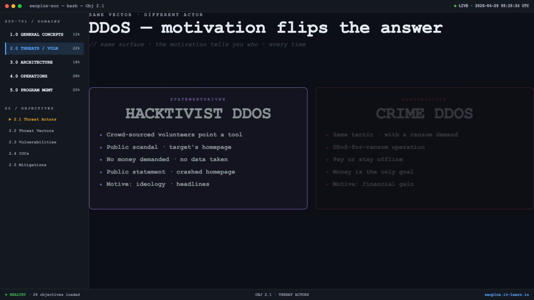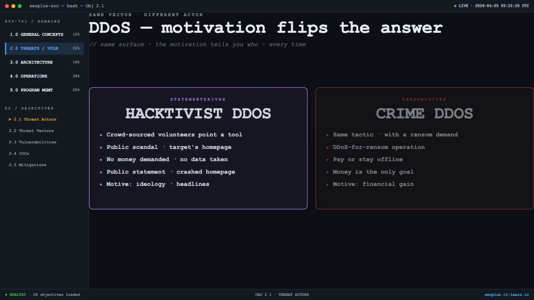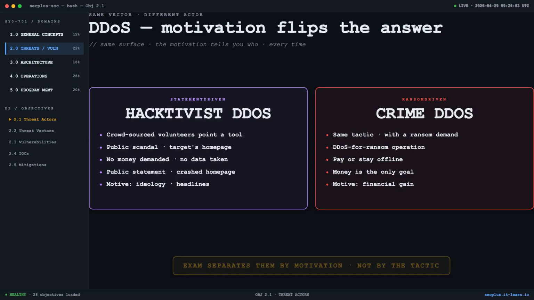That is hacktivism in textbook form. Compare that to the same shape of attack, DDoS, but with a ransom demand attached. That second version is organized crime running a DDoS-for-ransom operation. Same vector, different actor, different motivation. The exam separates them by motivation every time.